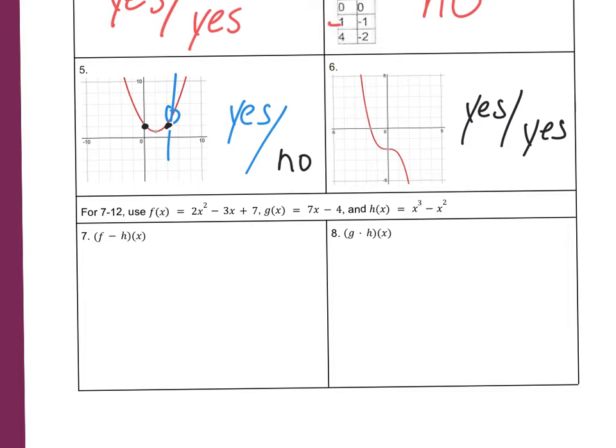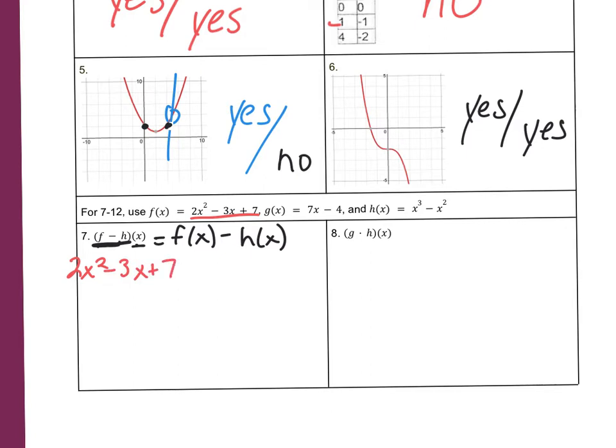All right, moving along to our compound functions. Okay, so the first one, number 7, f minus h of x. Okay, so remember that if we were adding, subtracting, multiplying, or dividing, we could easily just split it into 2. So this would just be f of x minus h of x, okay? So first thing, I just want to go find f of x. It is 2x squared minus 3x plus 7.